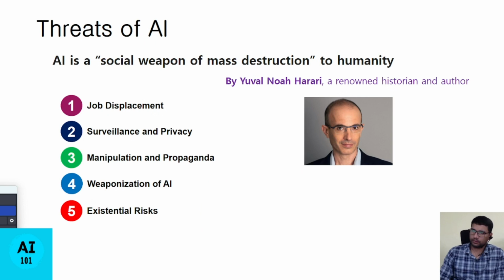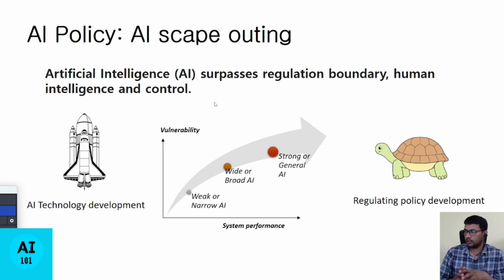Yuval Noah Harari describes some threats posed by AI. It could be job replacement, surveillance and privacy violations, and it could create propaganda to disturb the social balance, and sometimes the AI system could be weaponized. This could become a threat to human existence. So there could be some threat also. So it should be regulated by the authority.